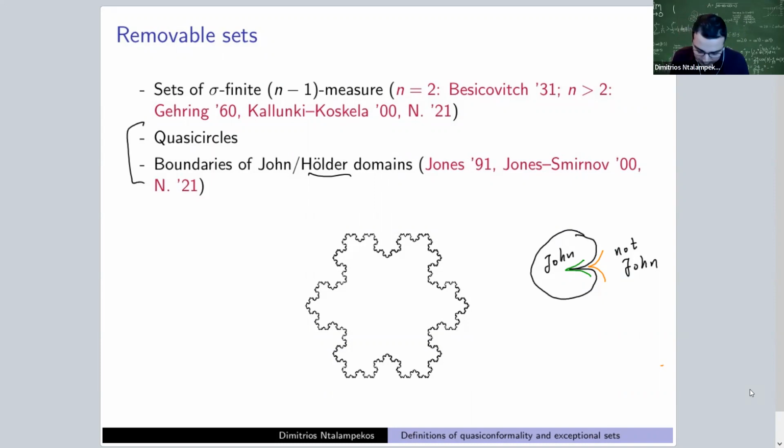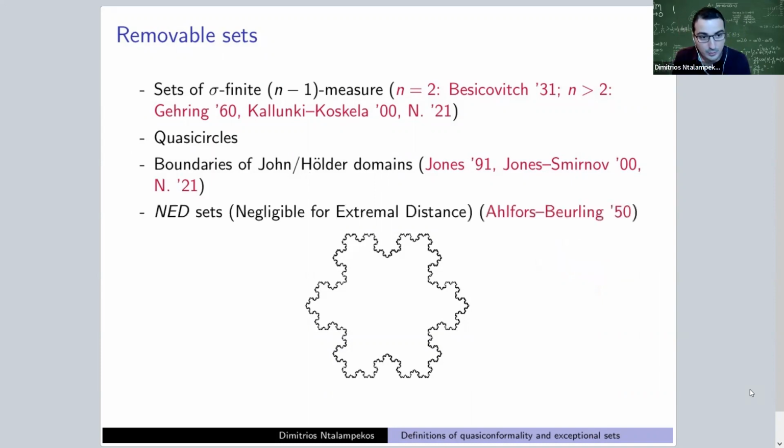And finally, another class of removable sets are the NED sets. So these are negligible for extremal distance. They were studied by Ahlfors and Beurling in the 50s. I will say a few more words about these sets later. So for the moment, let us point out that we have three different classes of sets. We have the rectifiable sets, we have the sets that are removable for geometric reasons, and we have these NED sets, which one can say are removable for potential theoretic reasons.